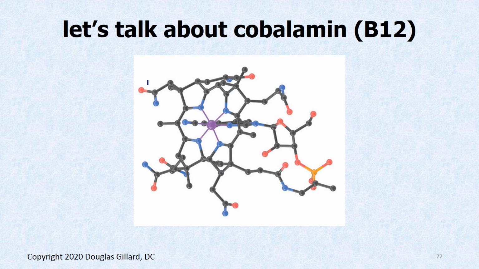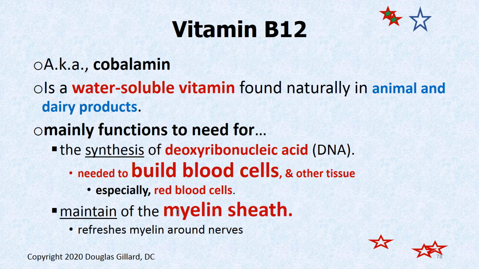I want you to know the structure. No, I don't do that. It's not biochemistry. Vitamin B12 is a water-soluble vitamin. Cobalamin is the AKA. It's found naturally in animal and dairy products and other sources as well, yeast and things like that. Its main function is you need vitamin B12 for the building process of DNA molecules. DNA polymerase needs it, it's needed in building the DNA molecule. It's also needed to build blood cells.